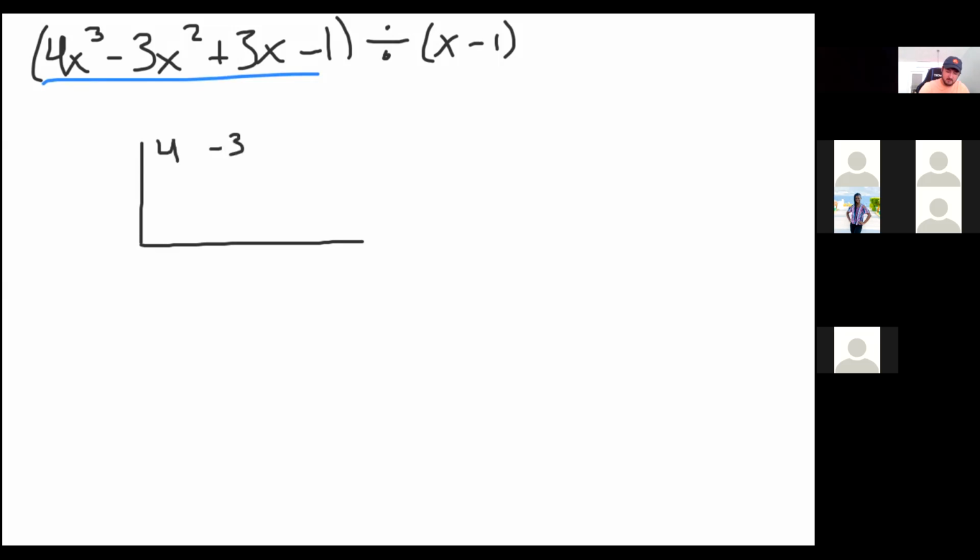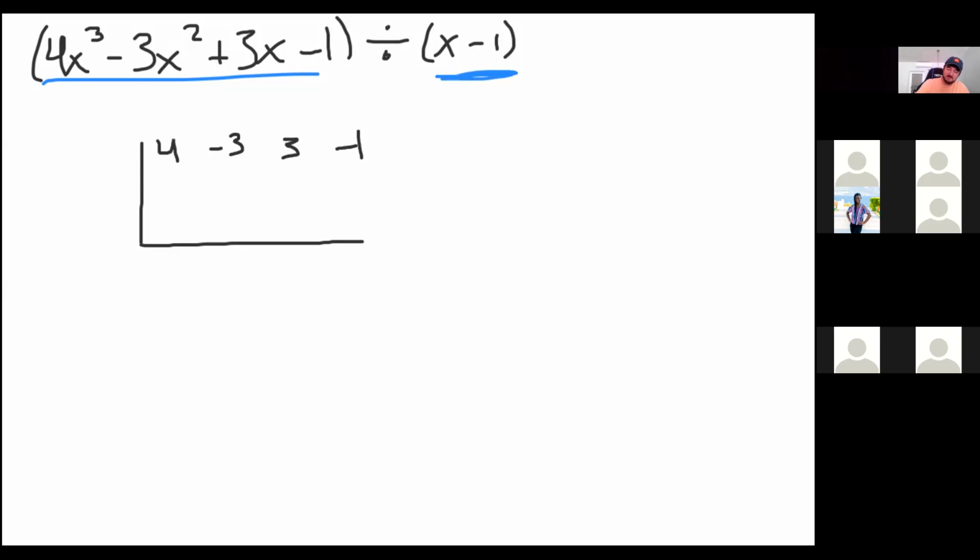4, -3, 3, -1. And then I'm going to be using a particular number that comes from the term that I'm dividing by, this x minus 1. What's the number that I'm going to use for the synthetic division? Yes, that. 1. I'm going to use 1.